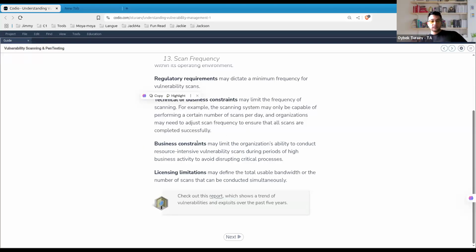And business constraints, yeah, sometimes businesses are going to limit scanning. That's why, to avoid disruption from the vulnerability scanners, you have to do it only outside of the business hours. And licensing limitations, yes, the license is going to define total usable bandwidth or the number of scans that can be conducted. They're going to tell you specifically how many scans you can do for a week or for a day. So that's about scan frequency.